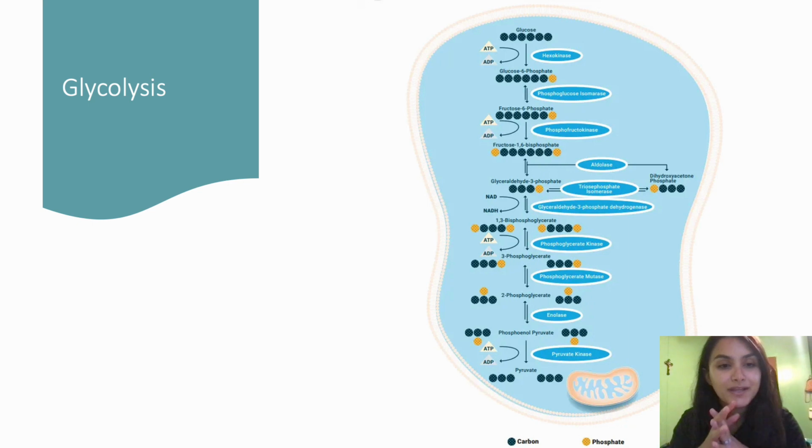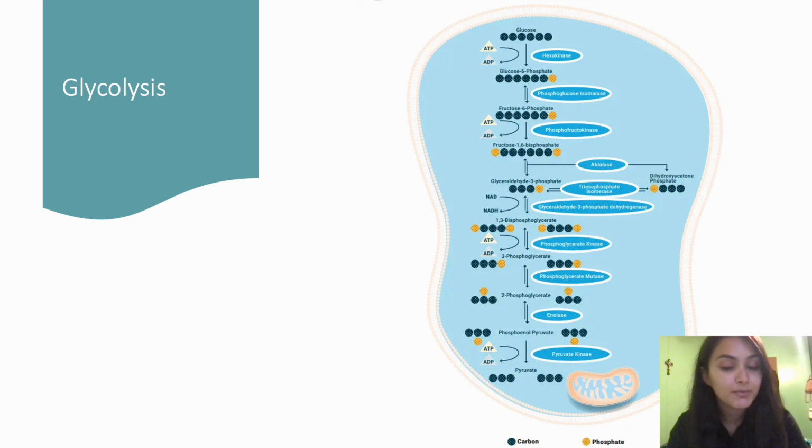Okay, so now here we have the key steps involved in glycolysis. So the first step is glucose phosphorylation. So this is where glucose is phosphorylated using ATP to form glucose 6-phosphate catalyzed by the enzyme hexokinase. Step number 2 would be isomerization. So glucose 6-phosphate is converted to fructose 6-phosphate through a series of rearrangement reactions.